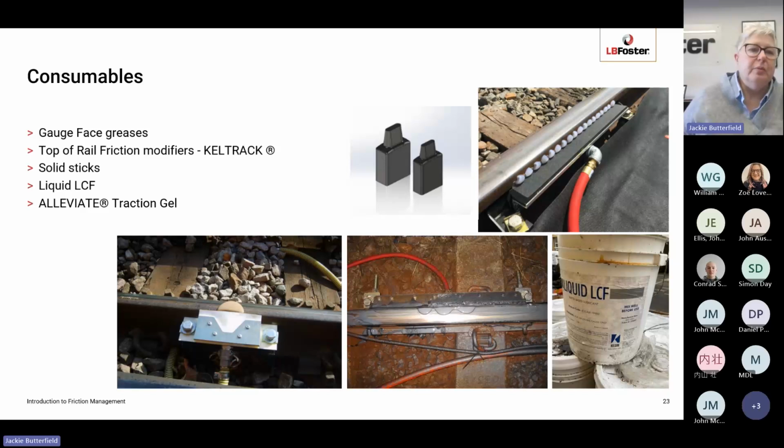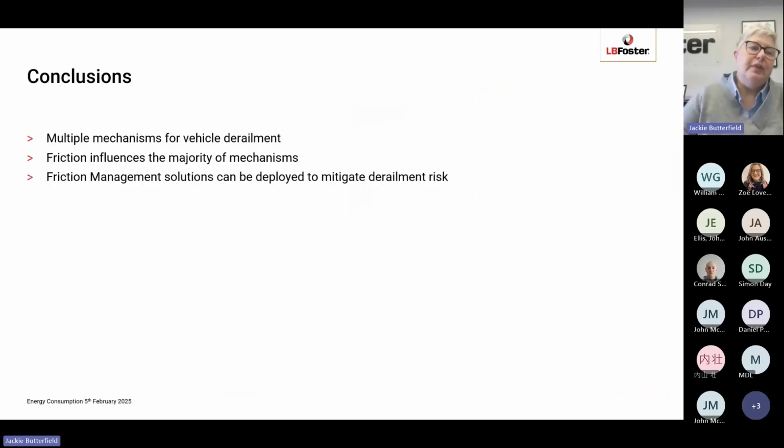And then the final consumable is traction gel, and L.B. Foster's is Alleviate. So in conclusion, there are multiple mechanisms for wheel and vehicle derailment. Friction influences the majority of these mechanisms that we've talked about today, and therefore friction management solutions can be deployed to mitigate against derailment risk.